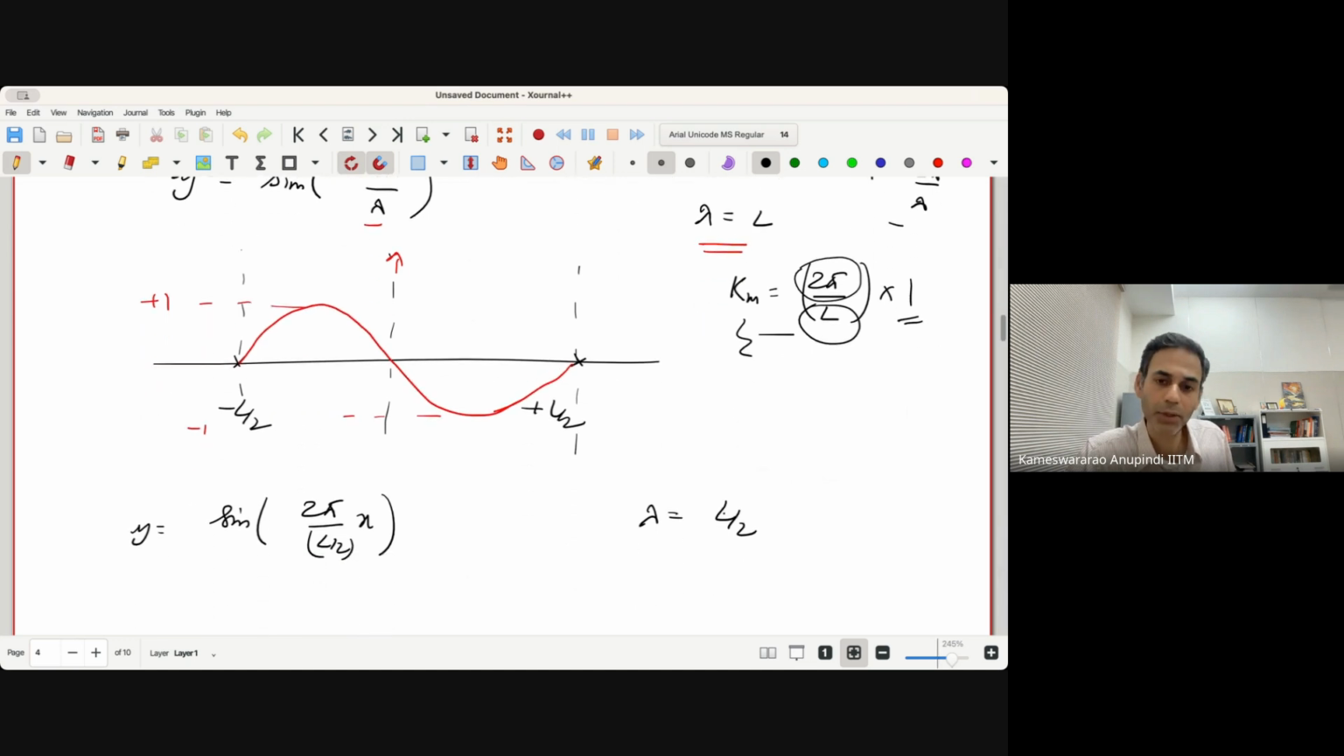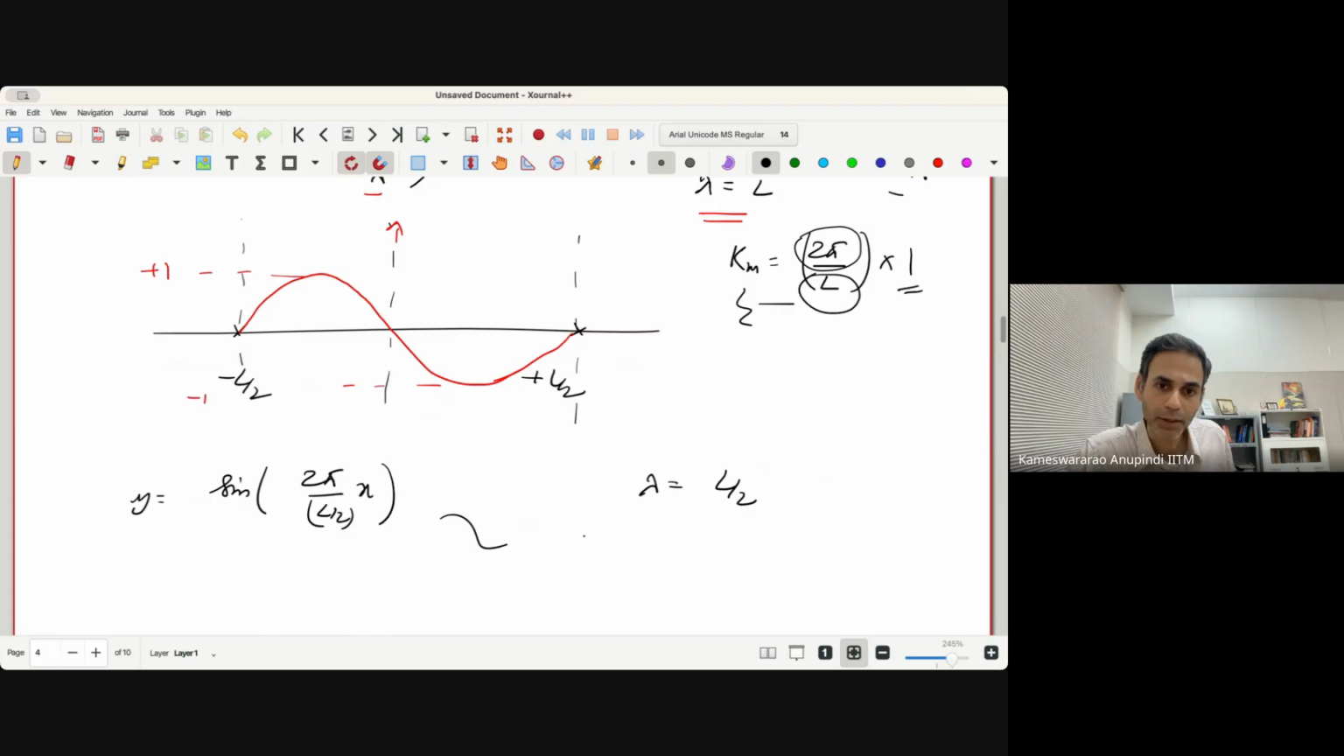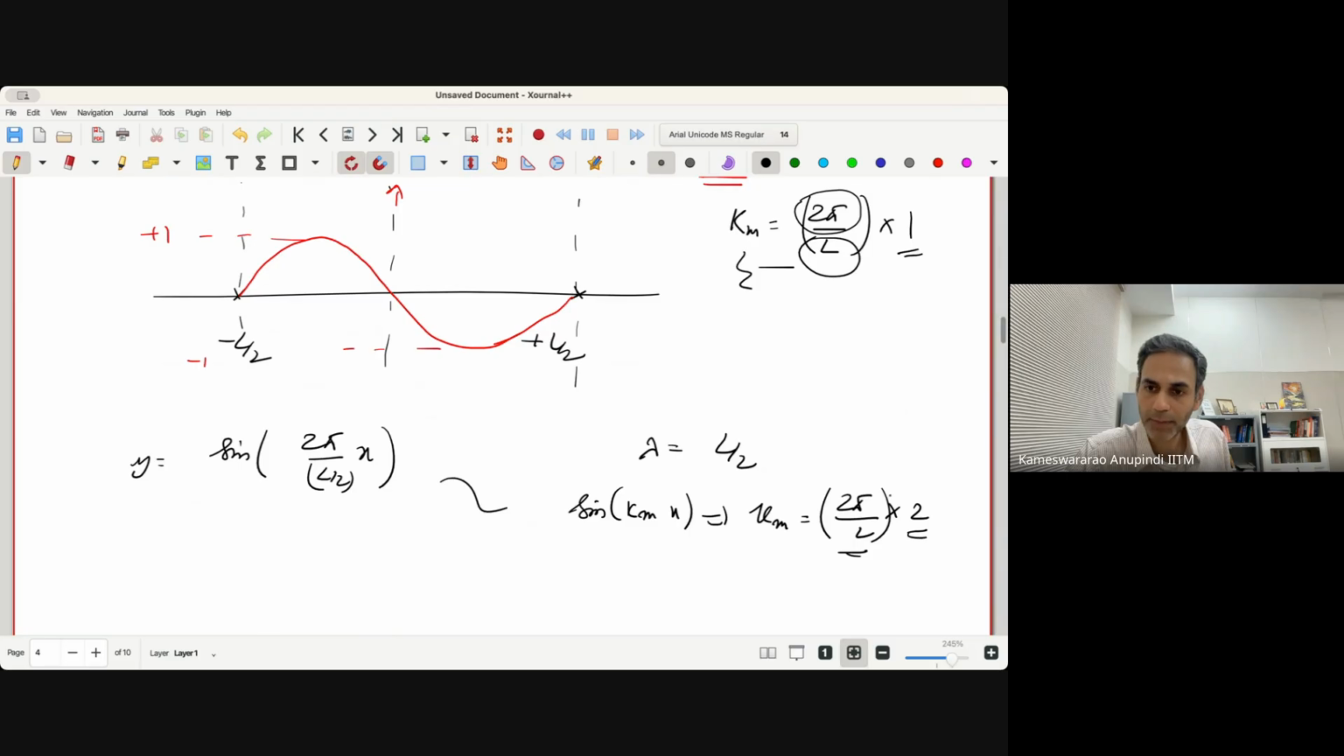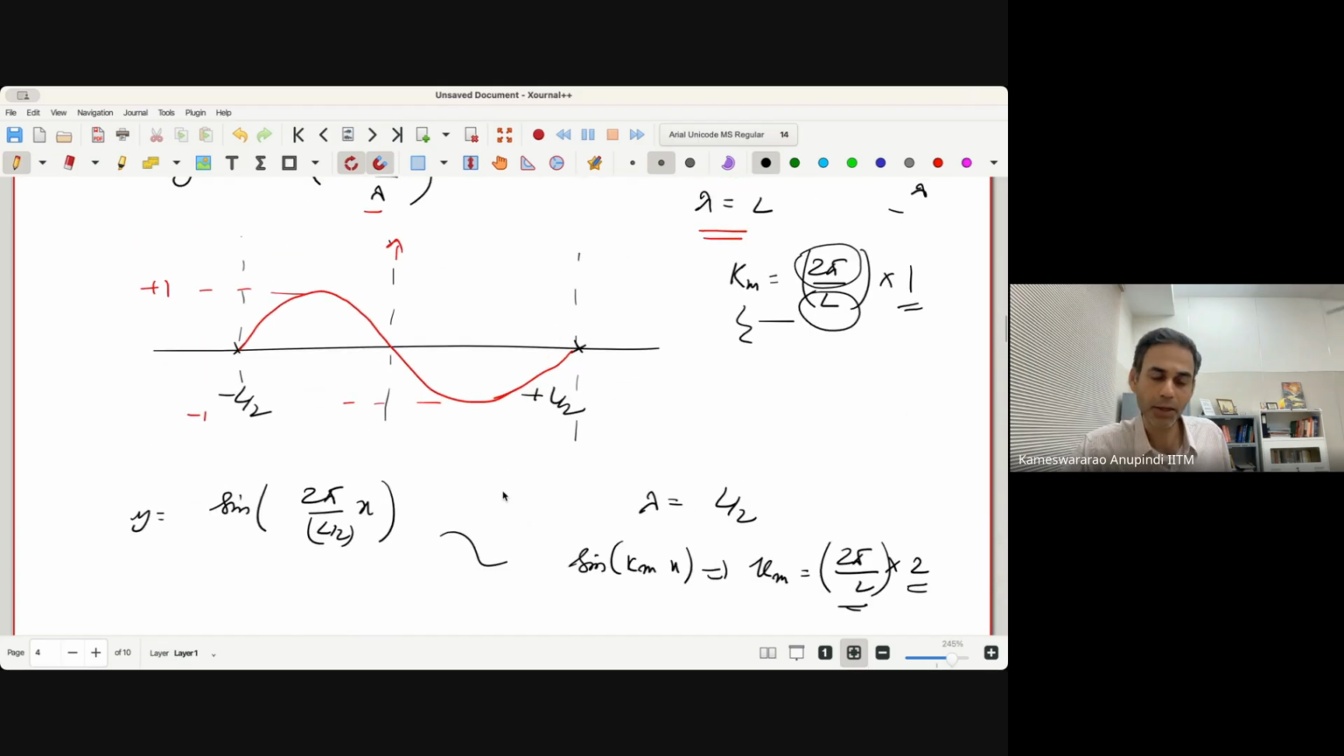Similarly, if my lambda equals L by 2, then comparing with sine of k_m x, my k_m equals 2 pi by L times 2. That means the wave number is actually 2 times 2 pi by L. That means we can fit two such waves in a length of L. So my sine of 2 pi by (L by 2) x is going to look like this.